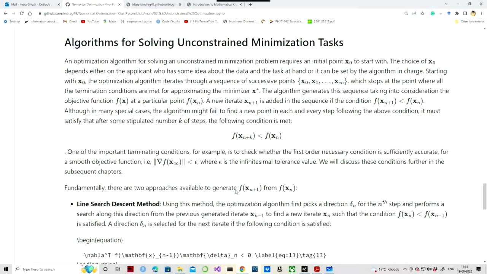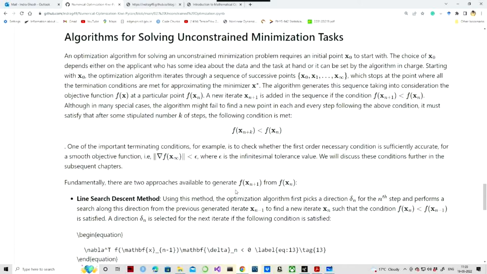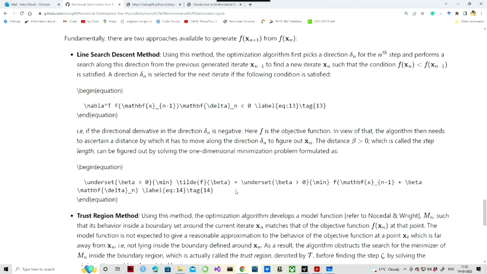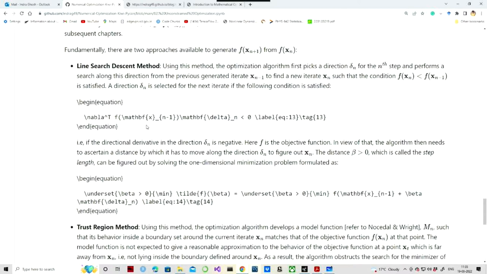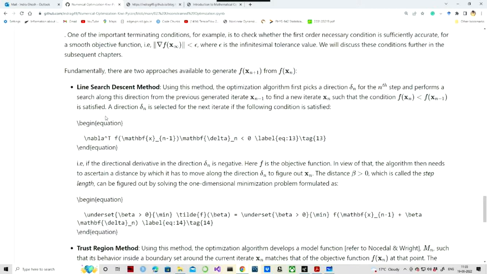So, algorithms for solving unconstrained minimization tasks. We will look into what's happening here. The rendering is not working. Anyhow, we will look into this line search descent method in the next slides.